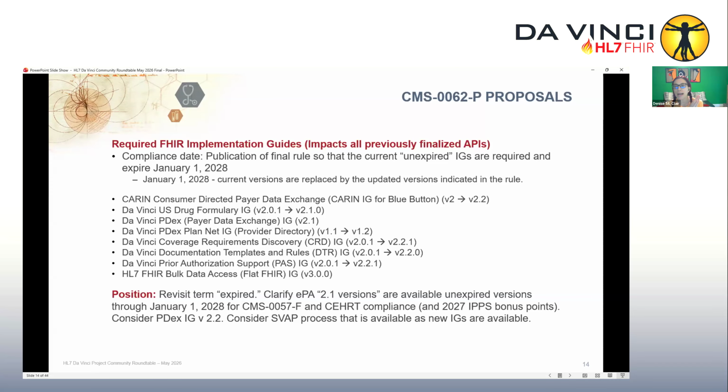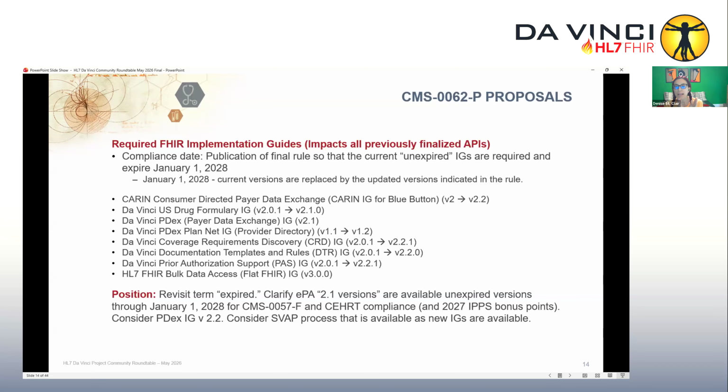And so, as you know, in 0057, you had the initial versions here on the slide. So V2 of the CARIN IG, V2.0.1 of Da Vinci US Drug Formulary, 1.1 of Plan Net, and then the prior authorization IGs, it was the 2.0.1 versions that were finalized as highly recommended in 0057.